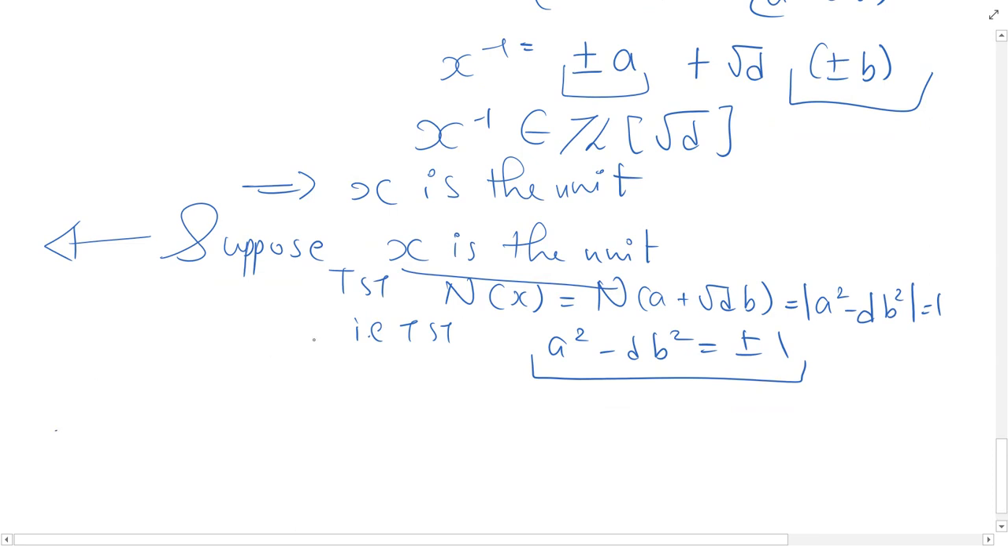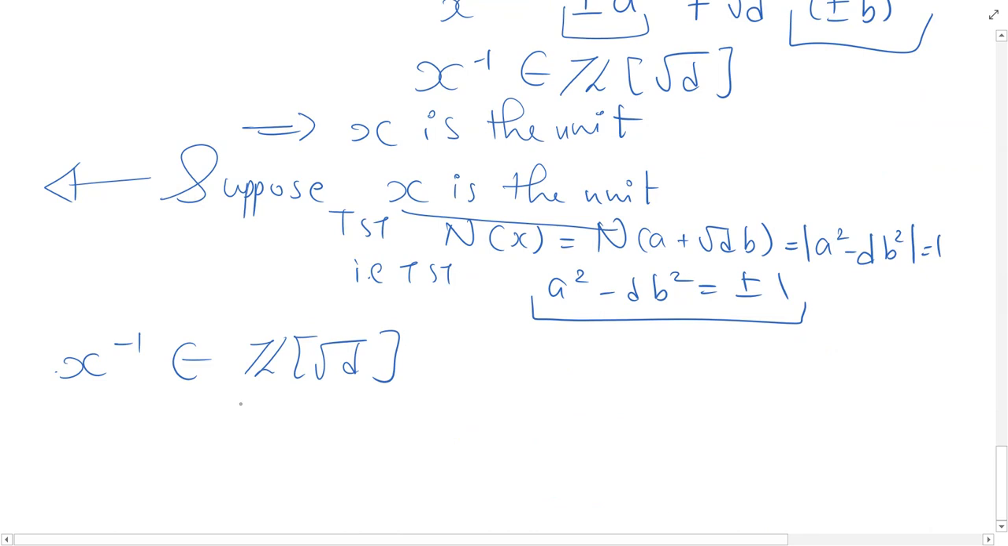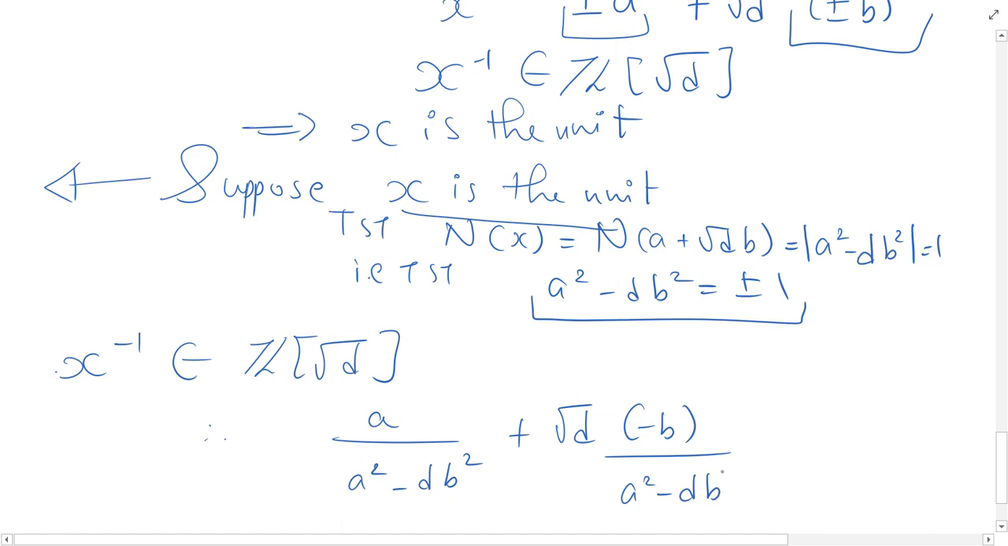Suppose x is a unit. Since it is a unit, I know x inverse is an element of Z[√d], correct? So what is the inverse? We just now found my inverse is the same as this, right? So I'm just using it. So x inverse is the same as a divided by a squared minus d b squared, plus root d times minus b divided by a squared minus d b squared, and this is an element of Z[√d].